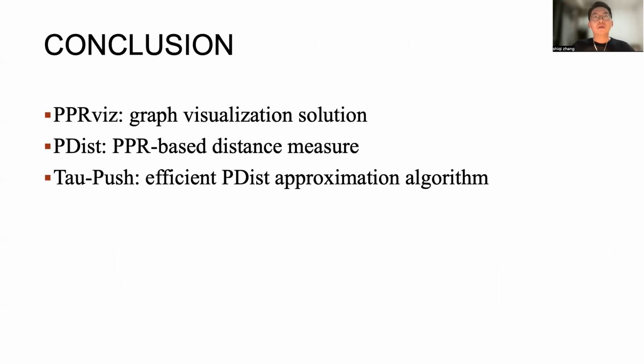To summarize, in this work, we propose a new graph realization solution called PPRVs, which contains a PPR-based distance measure and an efficient PDist approximation algorithm.